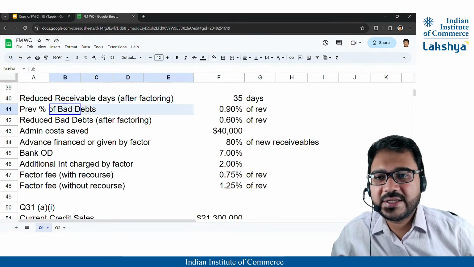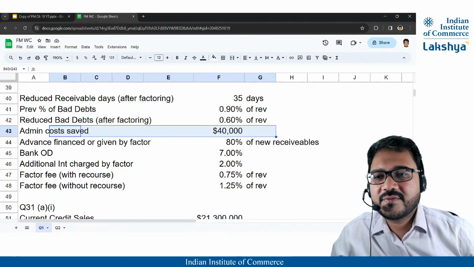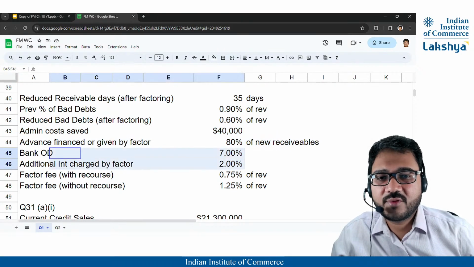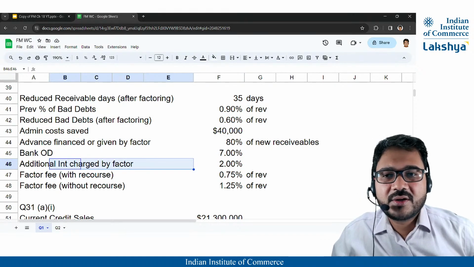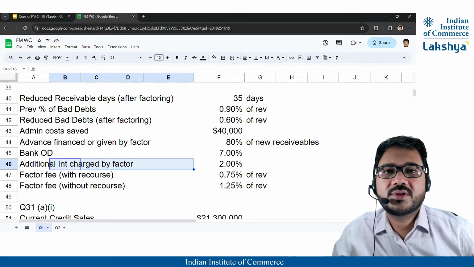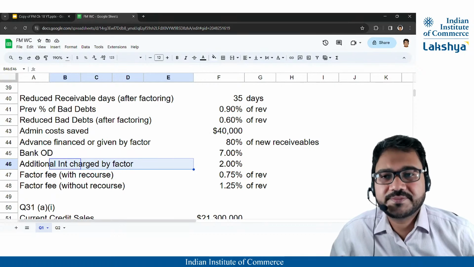We have bad debts before and after. We have costs. We have a cost save, that is rather. Okay, we have how much financing is done. We have OD, we have additional interest, we have factor fee in both the scenarios. Okay, what we do not have is how much does my new receivables become.